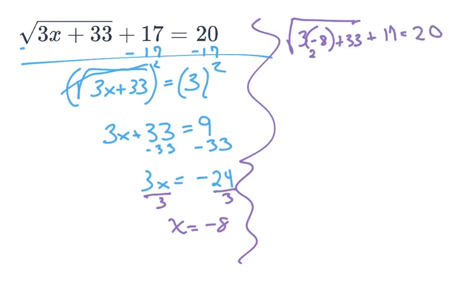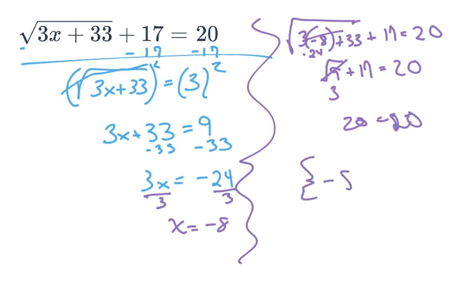So this is negative 24. So 33 minus 24 should be 9. So I get the square root of 9 plus 17 equals 20. So 3 plus 17, so 20 equals 20. So your solution is negative 8. So make sure you're checking these.